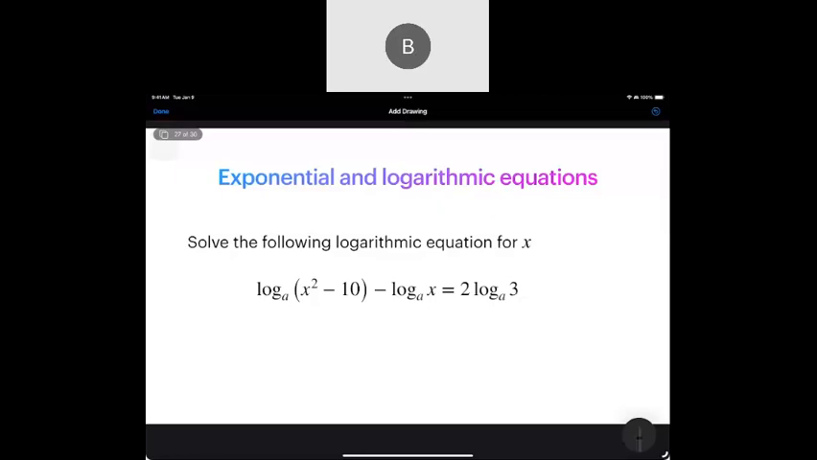So this one, you just make it product rule again. Actually, the subtraction becomes like division, right? And then you can make the two go up for the log a, so it becomes log a 3 to the power of 2, and then you can cancel all the logs, and it becomes x squared minus 10 over x equals 3 squared. And then you just solve it like normal, and you'll get x equal 10 and x equal -1, but then you don't accept -1.